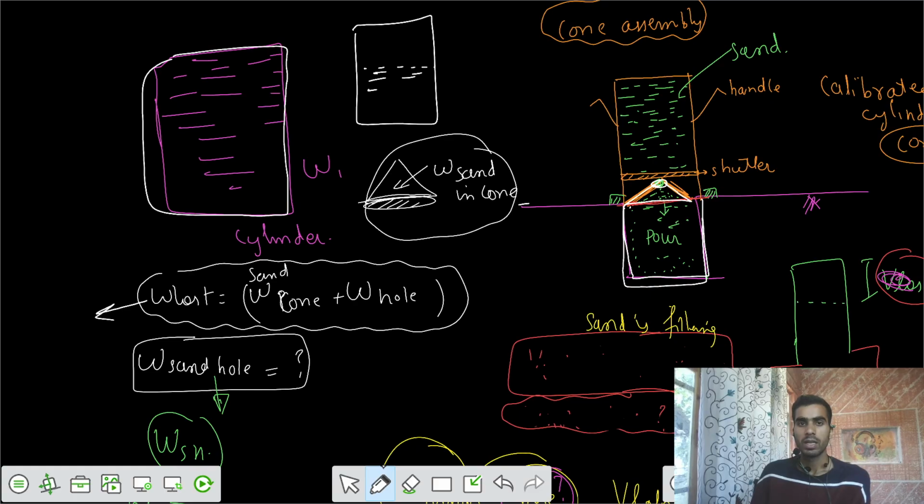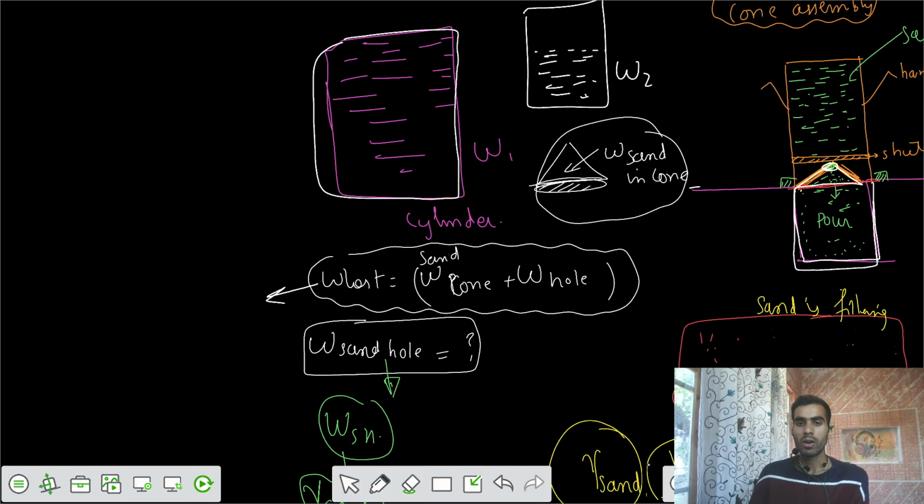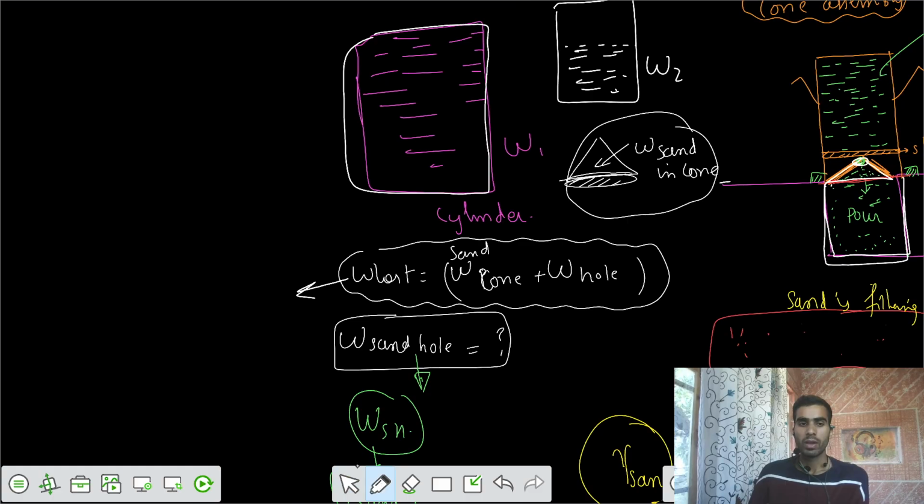That means only this much sand, W2, is now in the cylinder. So there is some loss of weight in the cylinder, which is equal to the weight of the sand in the cone plus the weight of the sand in the hole. And when we lift off the whole assembly, we know how much sand was there inside the cone.